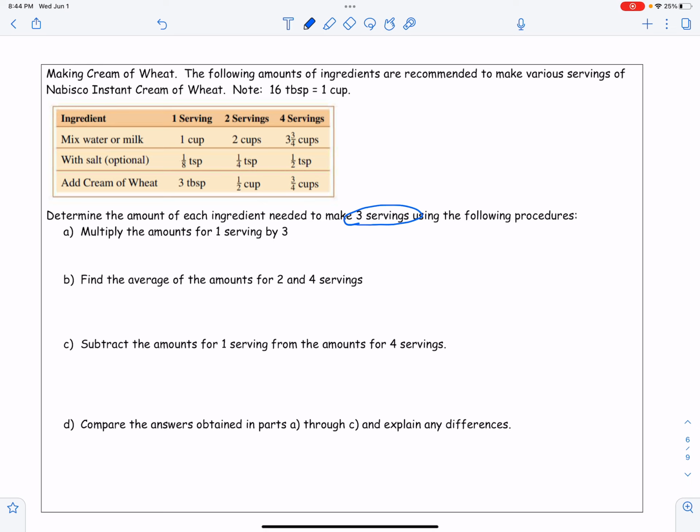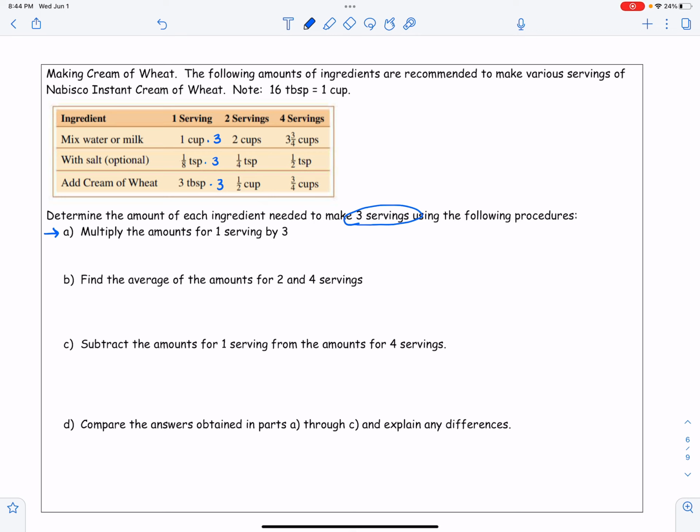Right? So, lots of times you look at a recipe, you want to make a certain number of servings, and that number of servings is not on the package. All right? So we're going to look at 3 different ways that we could get to 3 based on what's given. The first way is by taking 1 serving and multiplying by 3, because logically that should get us to 3 servings. So what I'm going to do first is just multiply the amount for 1 serving by 3.